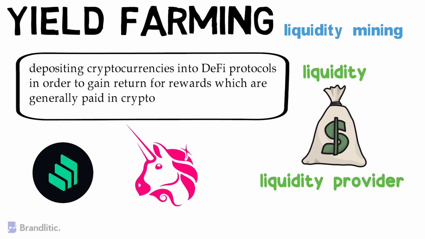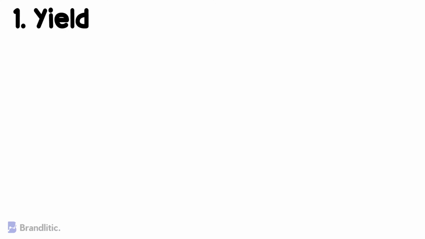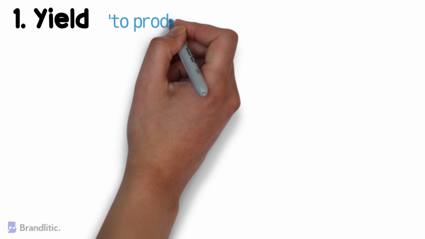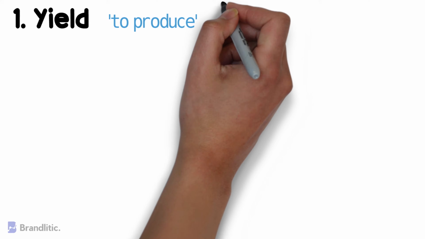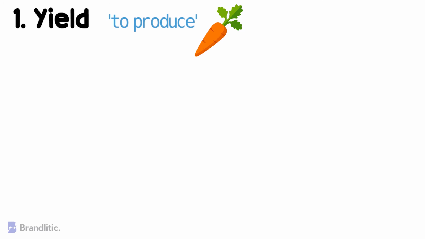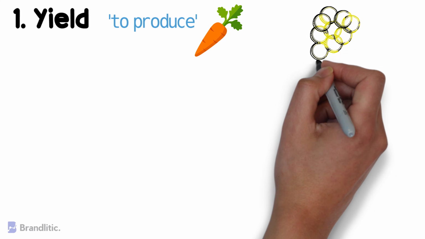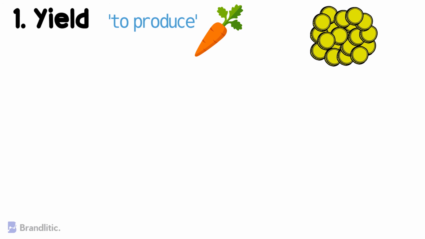Further, to help you better understand what yield farming is, let's first get familiar with a few important terminologies. Number 1. Yield. On its own, the word yield means to produce. For instance, a carrot plant yields carrots at harvest time, and in context to yield farming, the crypto you deposited into DeFi protocols yields a return paid in more crypto.